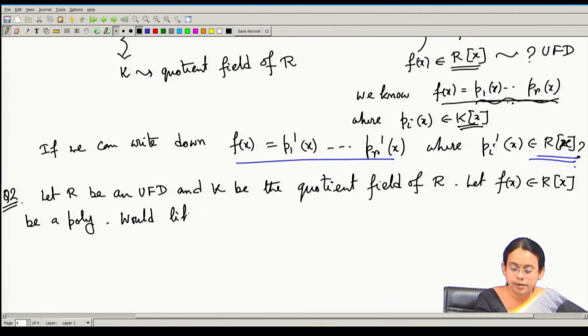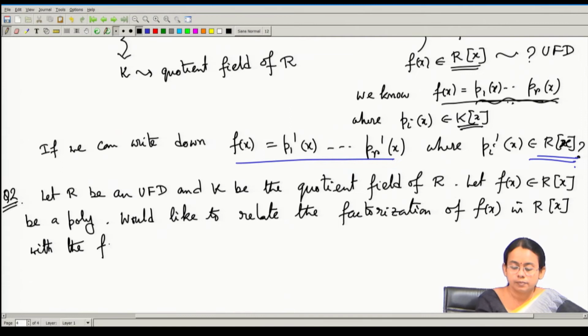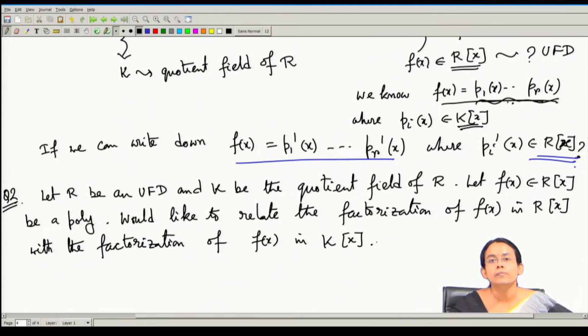Now, we would like to relate the factorization of f(x) in R[x] with the factorization of f(x) in K[x]. That means we would like to understand the relation between the factorization of a polynomial in K[x], because K[x] is a UFD. So, we know that this polynomial f(x) can be written as a product of irreducible factors, all of which are in K[x], and from there, can we write down a factorization of the same polynomial in R[x] or not? That is what we have to understand.